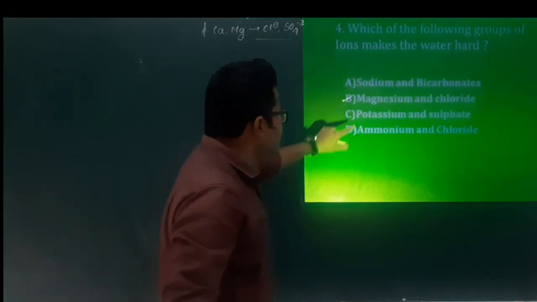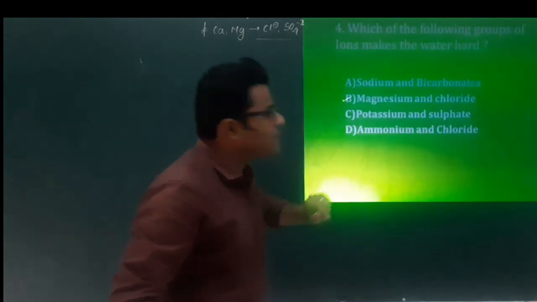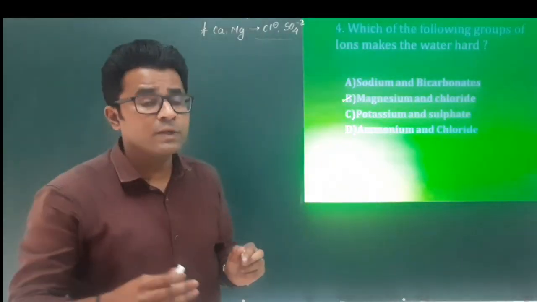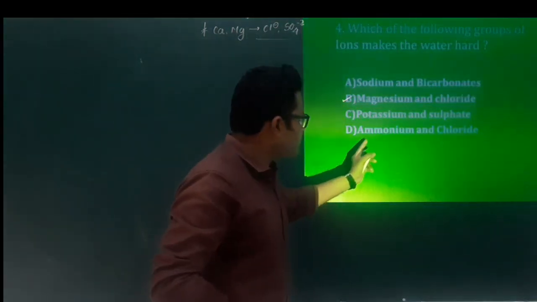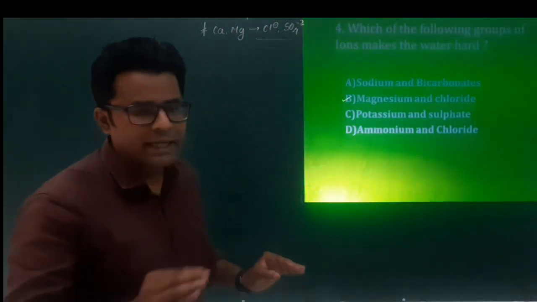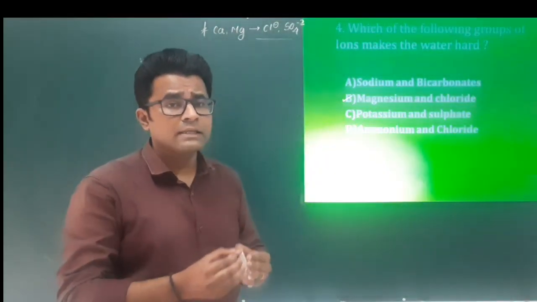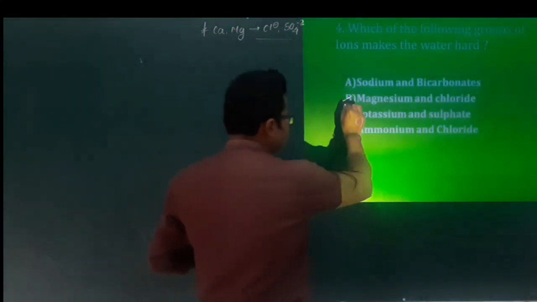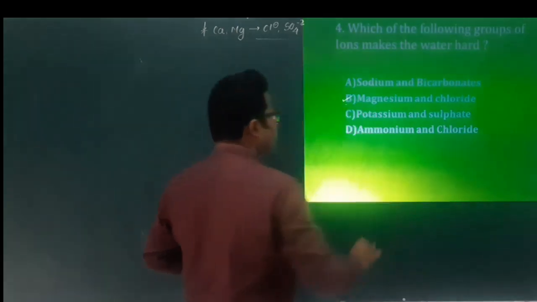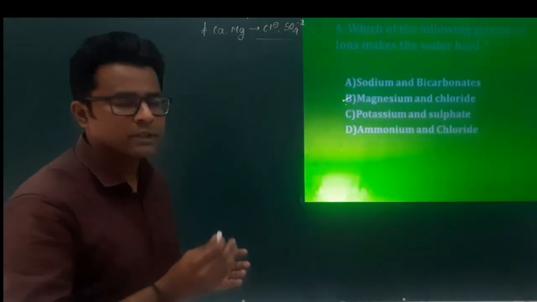Let's go to C. Potassium and sulfate. Again, potassium salts will not make the water hard. Okay, ammonium and chloride. No, again, ammonium chloride will not make the water hard over here. So therefore, option B is the only one which is going to make the water hard.